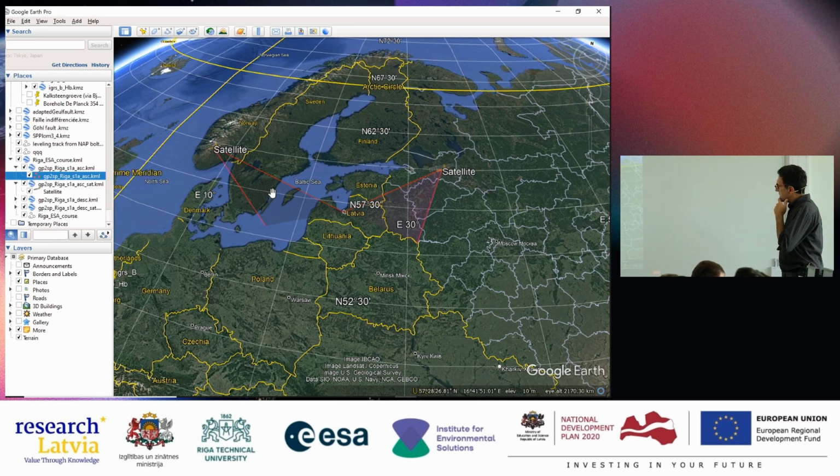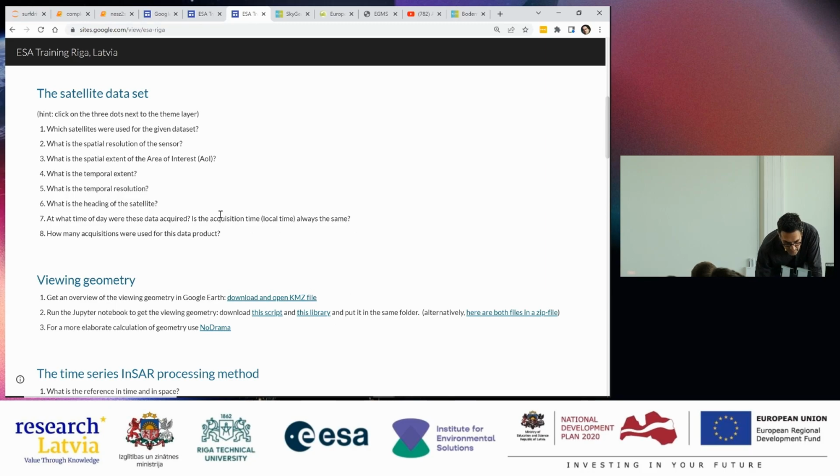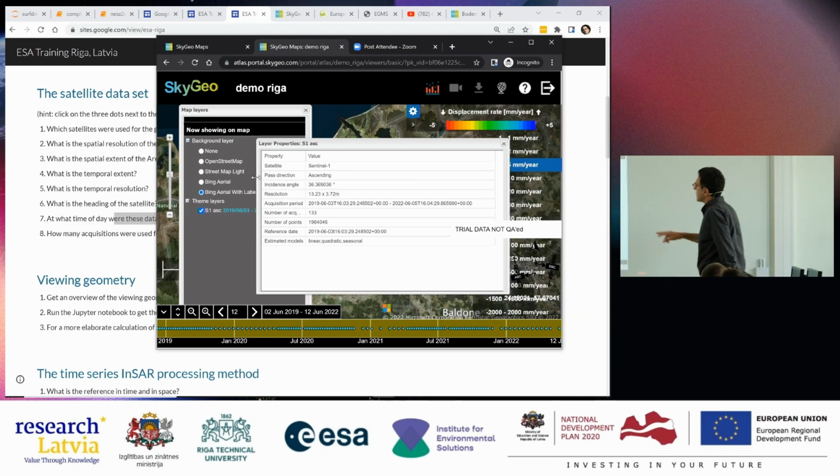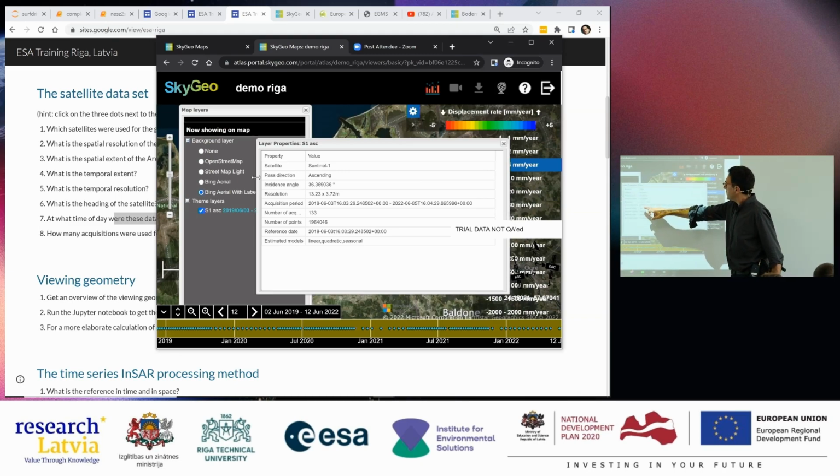The other thing that is interesting to see is the time of day, I think that's also one of the questions. At what time of the day were these data acquired, right? And you can see that from the portal. The acquisition period was from the 3rd of June up until the 5th of June 2022. So this is a couple of weeks ago, quite recent.